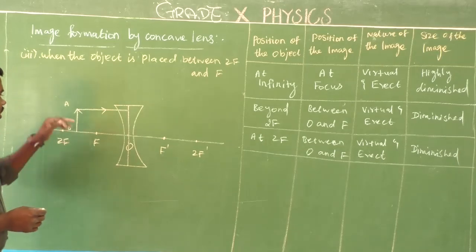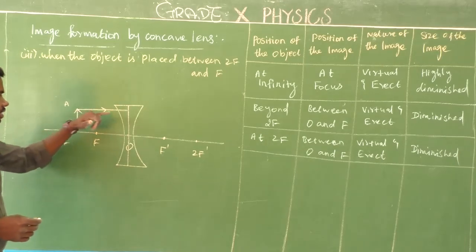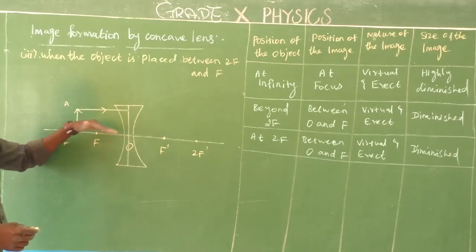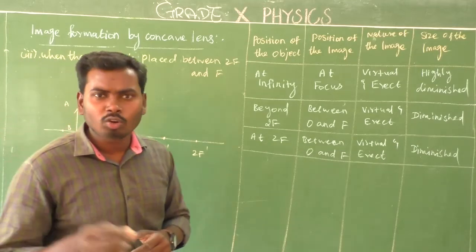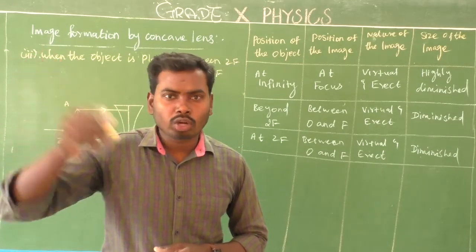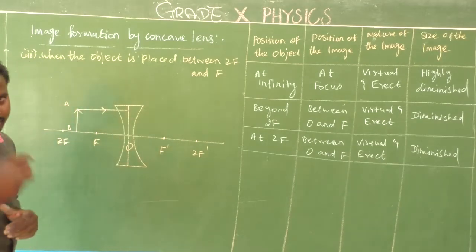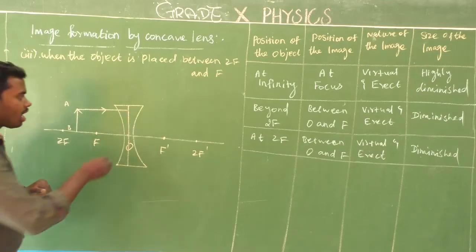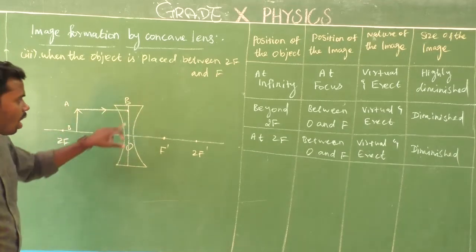Is it clear? Yes. This ray of light is parallel to the principal axis. This is the principal axis, and this ray of light is parallel to it. So in a concave lens, if a ray of light is parallel to the principal axis, what will happen? After refraction, it appears to come from its focus. Right? Yes. So look here. This ray of light falls on the concave lens at the point B, here. What will happen?